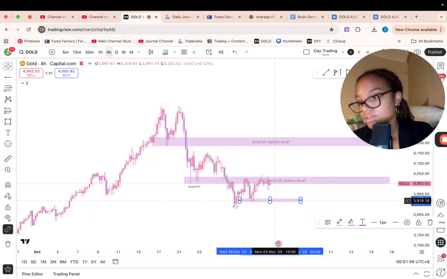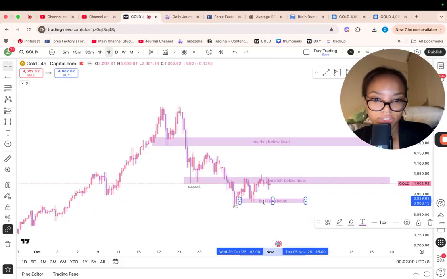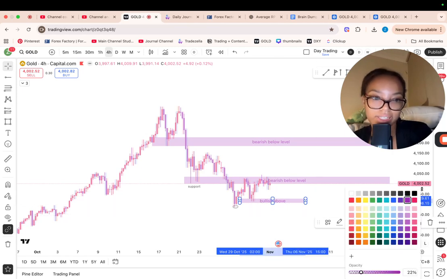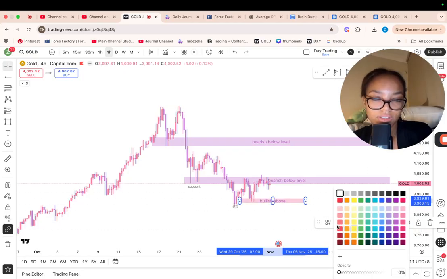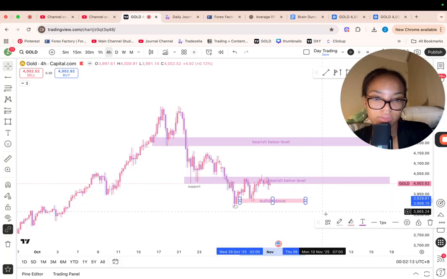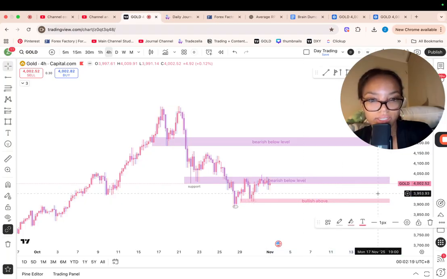Now I'm going to mark this as bullish above, and I say that because it's an area of support. It's an area where buys are sitting, so that's how I'm going to label it. Just for me personally, I also want to change the color of the text. Sorry if I'm a little bit too OCD, but that's what I'm thinking.